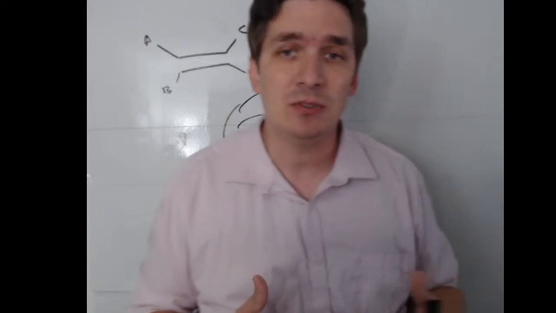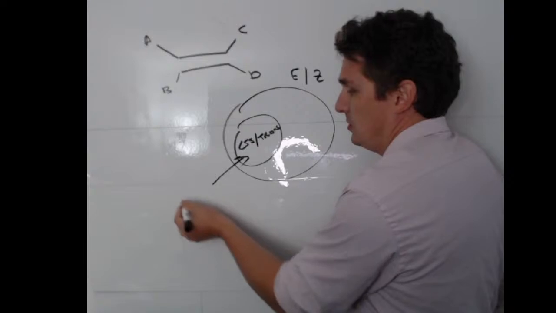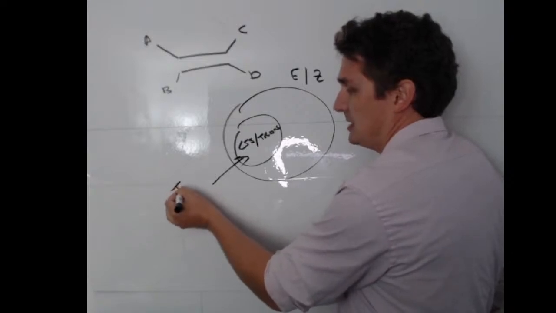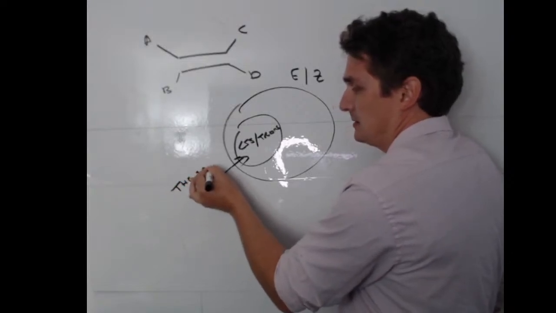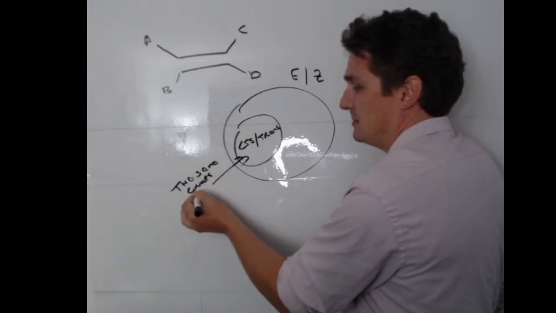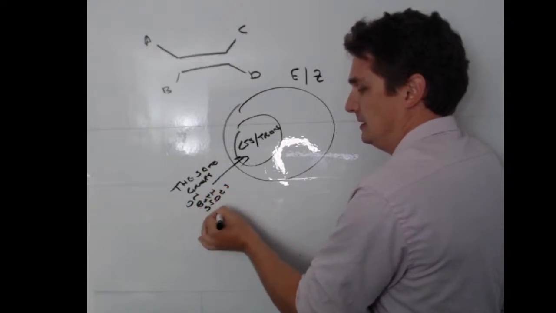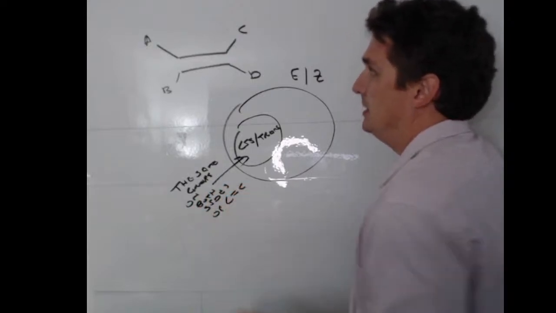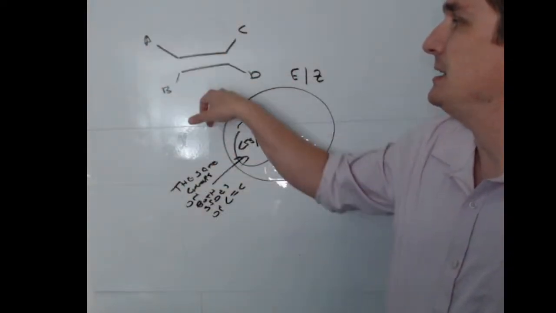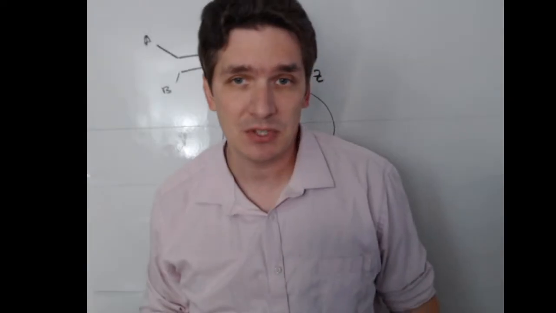So when do we have to use it? Well, cis-trans is a special case where we have the same groups on both sides of the bond. So either A and C are the same, A and D are the same, B and C are the same, or B and D are the same. This is the special case for cis-trans.